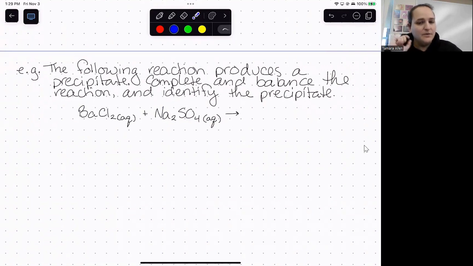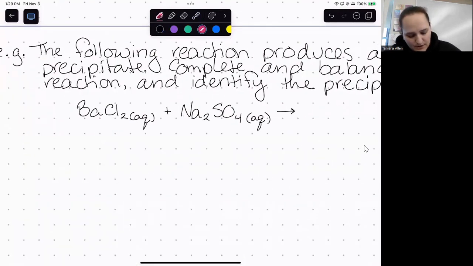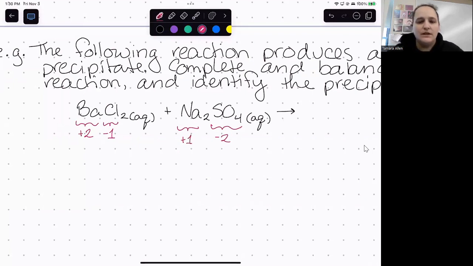We need to remember that we want to make sure we are writing formulas that make sense, where the charges on all of our ions add up to 0. So we want to think about what the charges on these things are. We know that barium is in group 2. That likes to form a +2 charge. Chlorine is a halogen. Those like -1, which is why there are 2 chloride to every barium in that formula. Sulfate is one of our polyatomic ions, so we can look up its charge as -2. And we know that sodium is one of the alkali metals, which likes a charge of +1. So those charges stay the same on the product side.